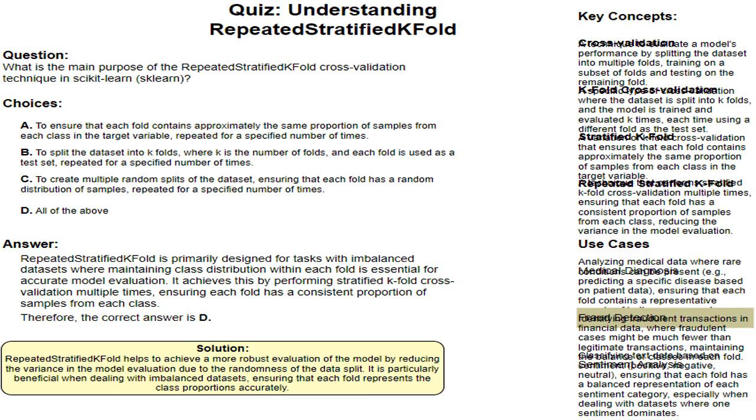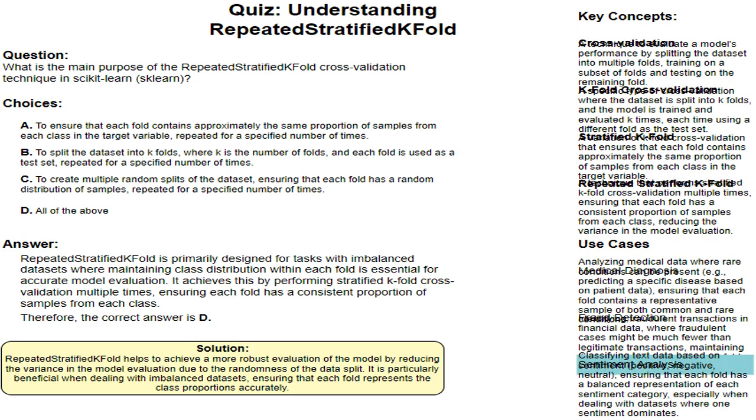Fraud detection. Identifying fraudulent transactions in financial data, where fraudulent cases might be much fewer than legitimate transactions. Maintaining the balance of classes in each fold. In a dataset of credit card transactions, repeated stratified K-fold helps to create folds that accurately reflect the low percentage of fraudulent transactions, allowing for more reliable model training and evaluation.